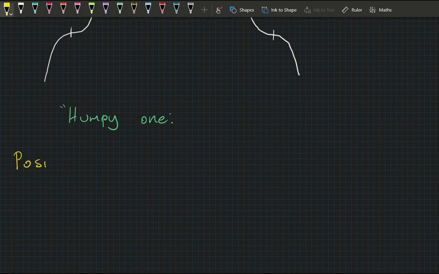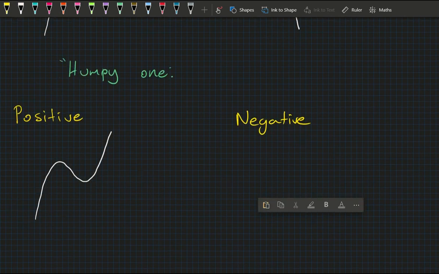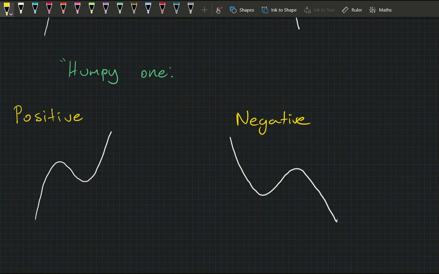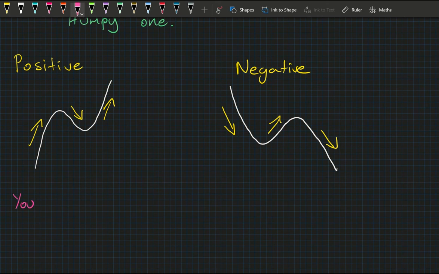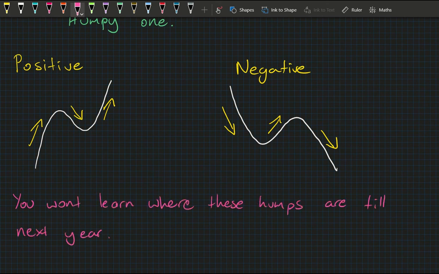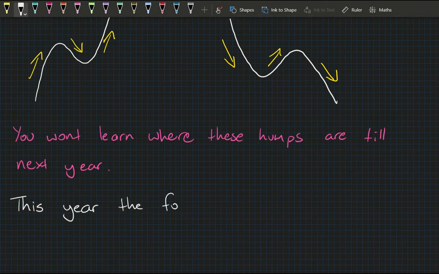If it's positive, it will have a shape like this. And if it's negative, it will have a shape like this. Okay, so the key factor here with the positive is we've got this up, down, up. And for the negative, we've got the down, up, down. Just as a reminder, you're not going to learn where these humps are until next year. So this year, the focus is going to be on your x and y intercepts.